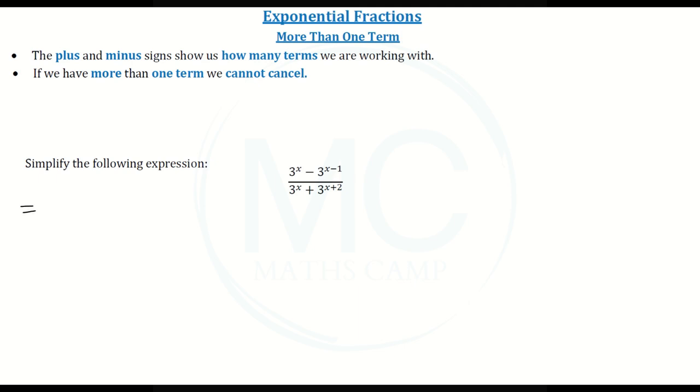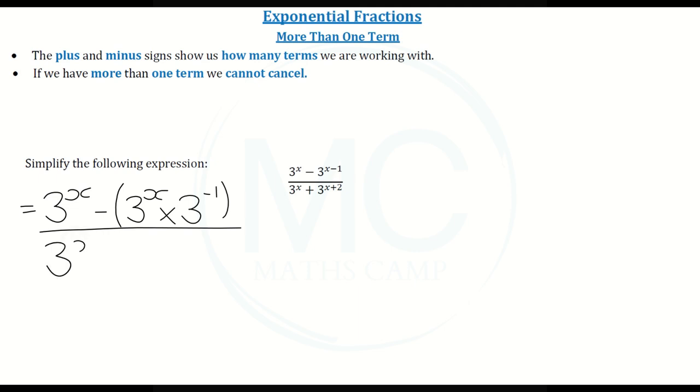We have got 3 to the power of x, leave it as it is. Then we have a minus sign. In the second term, we have 3 to the power of x multiplied by 3 to the power of negative 1, all over 3 to the power of x, I can leave it as it is, plus 3 to the power of x multiplied by 3 squared, and we can close our bracket.